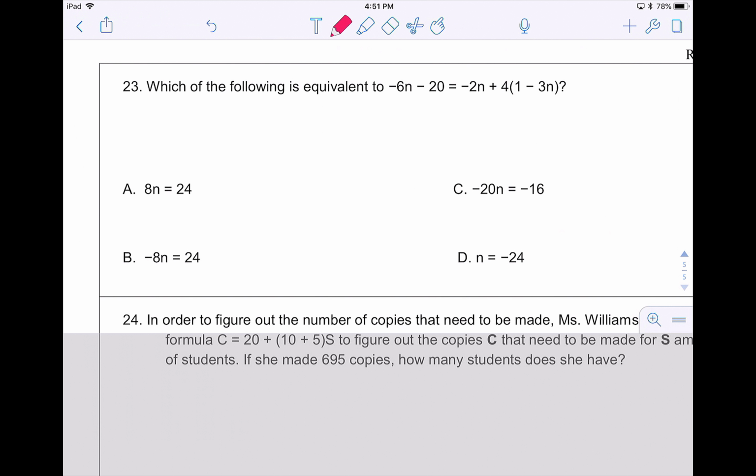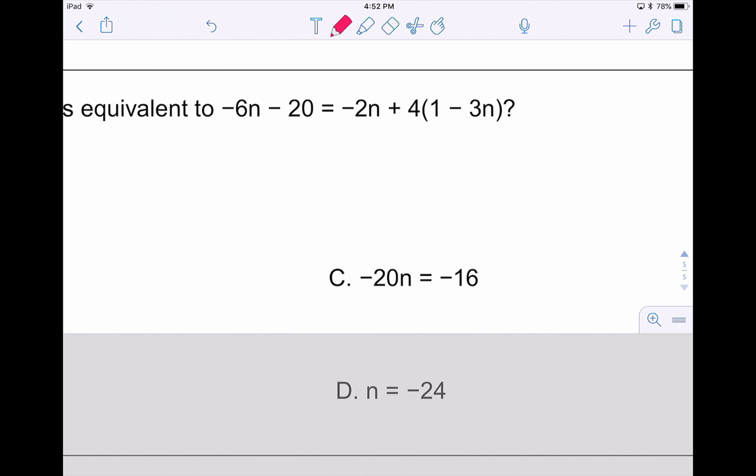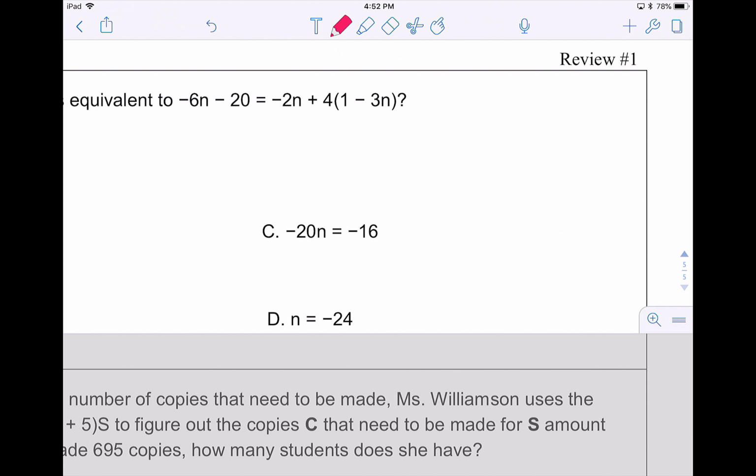Problem 23 asks us which of the following is equivalent to -6n minus 20 equals -2n plus 4 times 1 minus 3n. So it looks like they semi-completed the problem, so we'll work this problem and see if we get to a point that matches. So in my Don't Call Me After Midnight, my first step is to distribute. I do have parentheses, so I need to distribute 4 times 1 and 4 times -3n. Everything else stays the same.